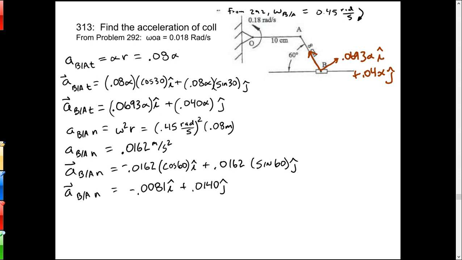And then I'm going to have the normal acceleration, which is omega squared r, or 0.45 squared times the 0.08. That gets me 0.0162. Now that's going up left, so it's got a negative i and a positive j. So negative 0.0081i plus 0.014j. So that's what I get for those two relative components of acceleration.